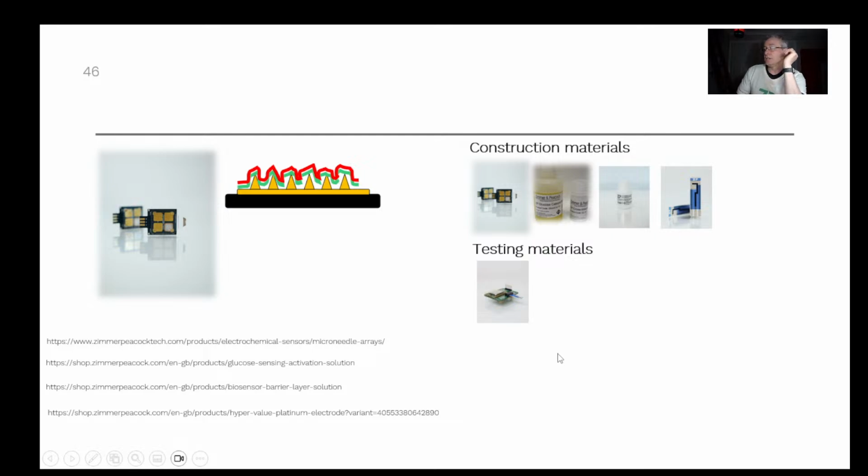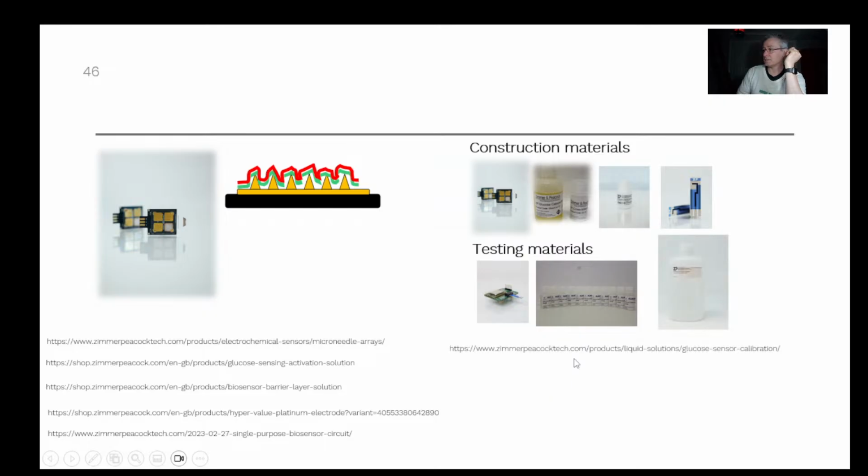You'll need some electronics, so the single-purpose biosensor circuit, and you will need some test solutions and a rinse solution. It's important to rinse glucose sensors after you've used them. You want to get the glucose off the sensor so that you can then store it. The reason is that if you leave the glucose on there, it keeps on reacting with the enzyme and produces hydrogen peroxide, and it will shorten the lifetime of that sensor.